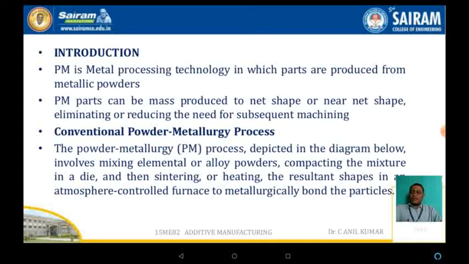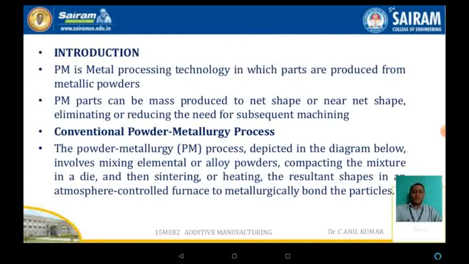Next topic is the conventional powder metallurgical process. The process depends upon the type of powder that has been used. Either it may be a pure metal or it may be an alloy powder. Whatever the material, the process remains the same, with only slight changes.